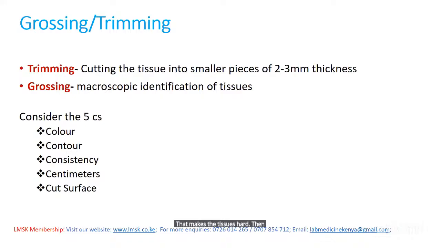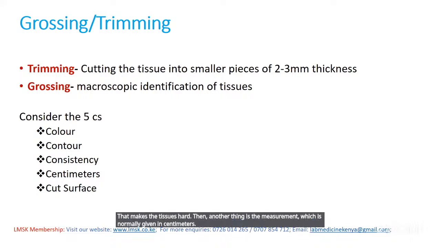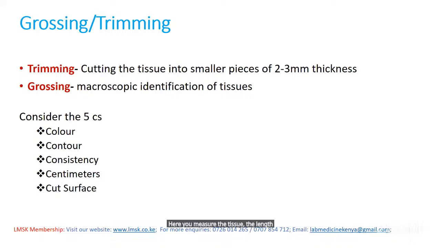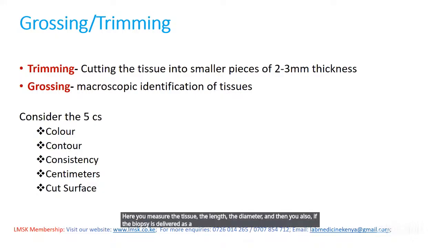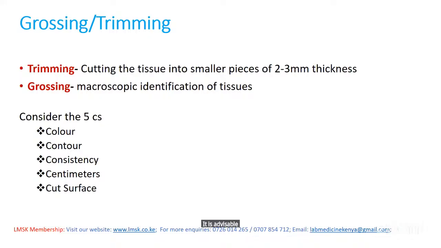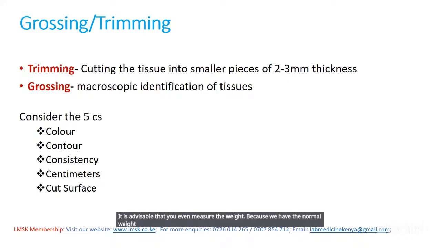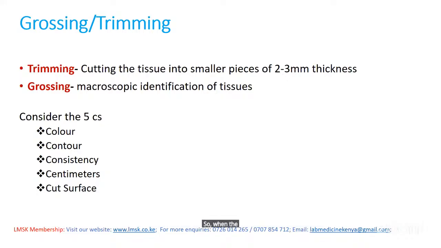Then another thing is the measurement, which is normally given in centimeters. Here you measure the tissue, the length and the diameter, and if the biopsy is delivered as a whole organ, it is advisable that you even measure the weight, because we have the normal weight of some tissues. When the tissue is maybe malignant, it has a growth, it has overgrown, you have to take the weight. It's very important.